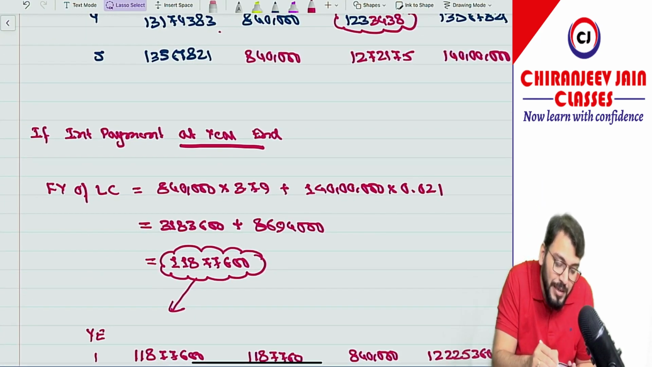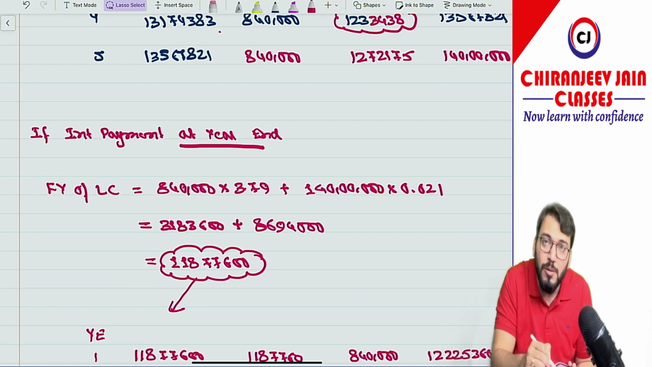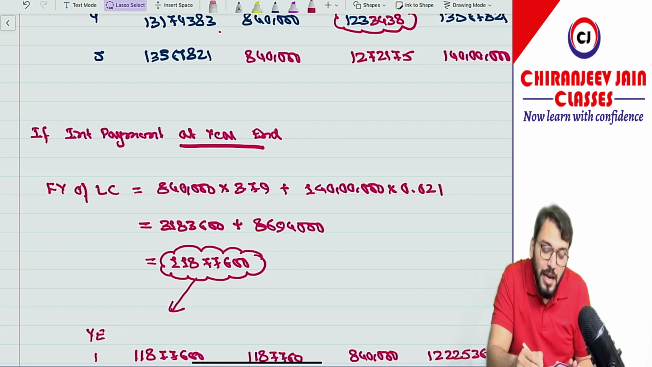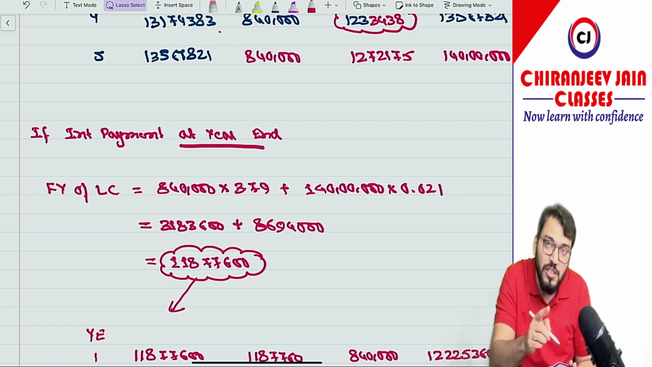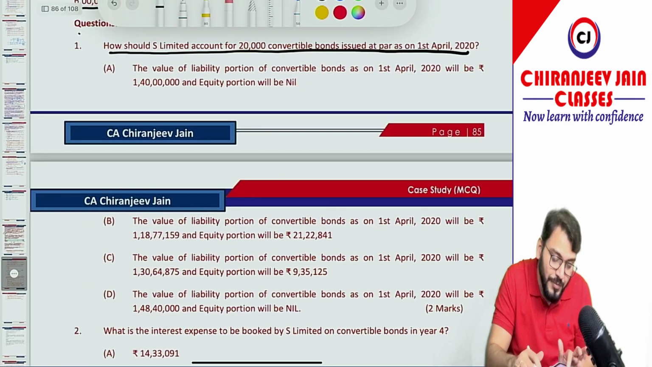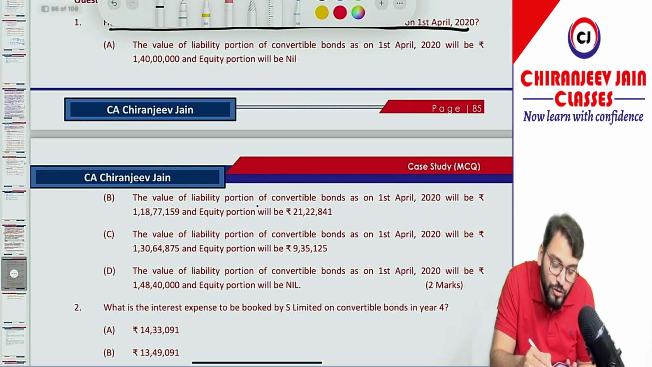If the interest payment is made at year end, of course 8,40,000 will be multiplied with the present value factor at a rate of 10% for 5 years. That will come to 3.79, on the assumption that interest payment has been made at the end of the year. And then 140 lakh multiplied by 0.621. The answer will come to 1,18,77,600, and you will find this as one of the options in the question. You can see point number B, the value of the liability portion is 1,18,77,000 odd, and the equity portion is the differential amount.